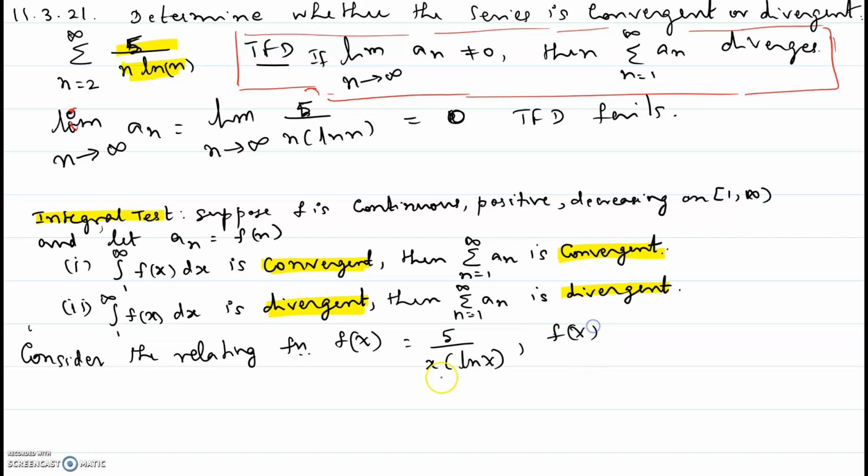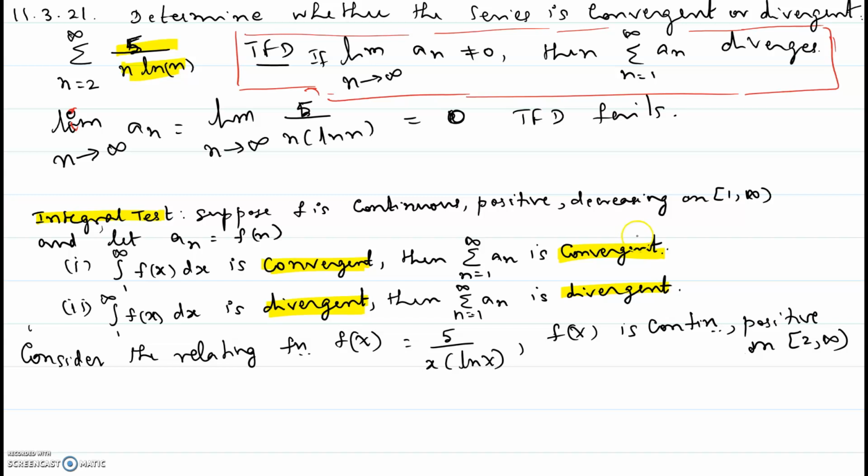f of x involves x and ln x in the denominator. So as long as you avoid 1, that's when the function is undefined. The function is continuous, positive, on the interval 2 through infinity. Starting from 2, it is continuous and positive.